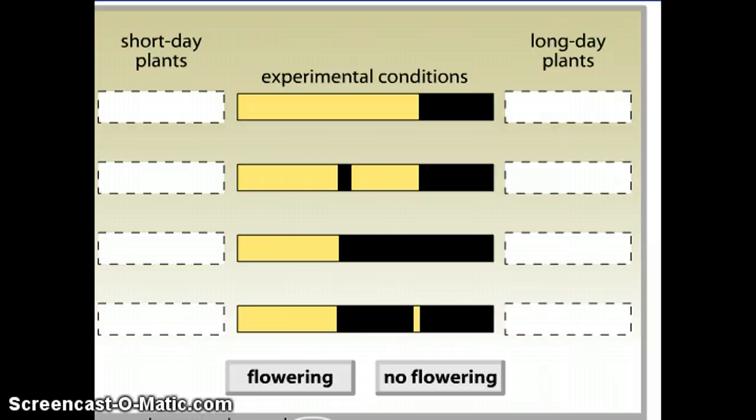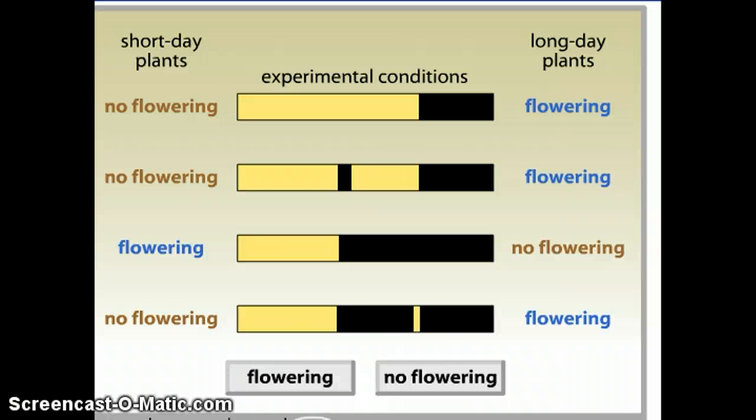Drag flowering and no flowering tags to the appropriate positions in the table. Okay, see if you can figure this out. So pause the video, and then I'll have this set for you so you can check your answers.